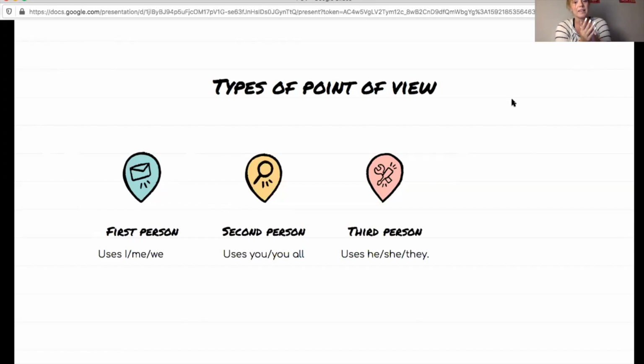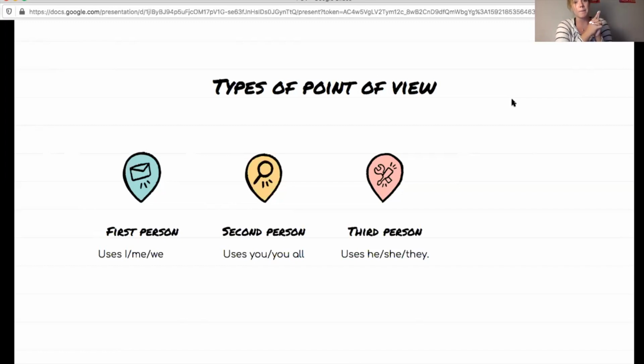And this uses words like he, she, they. So on certain occasions, like in Harry Potter, we know the main character's thoughts and feelings, because he or she is the main character. Now, there are some books where we may not know everyone's point of view, and there are some books where we know everyone's point of view.